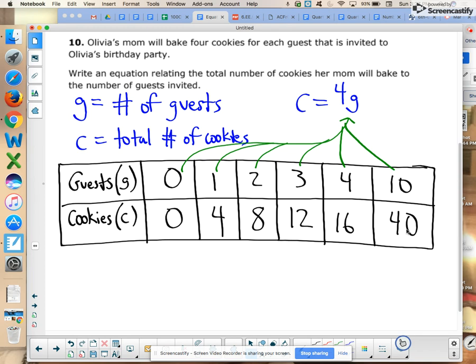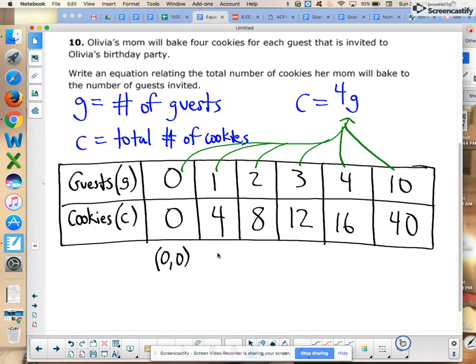Okay, so that's how you make a table of values from an equation. You come up with the values you want to have for the independent variable, and then you plug each one of those into the equation to figure out the value of the dependent variable for each one. So now each one of these makes an ordered pair that we will then use to graph in our upcoming graph. So our first ordered pair would be 0, 0.